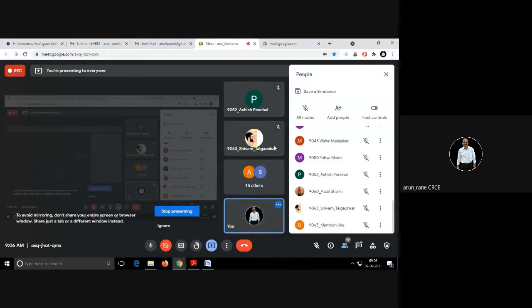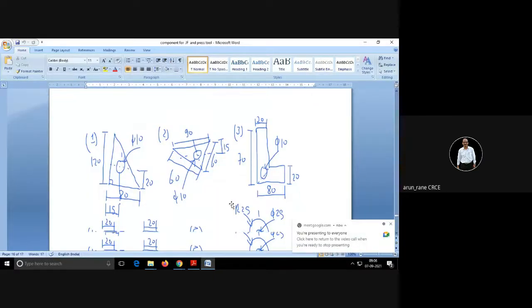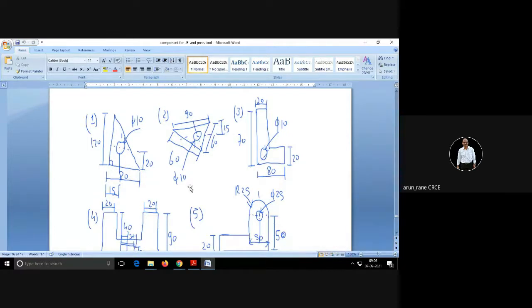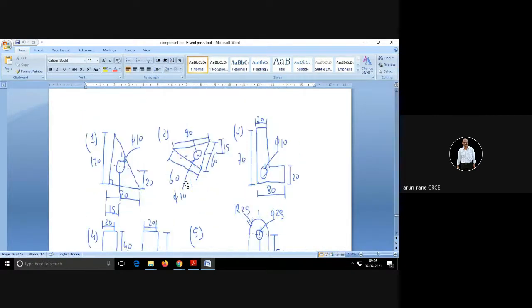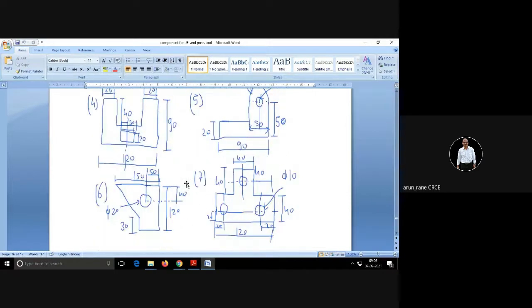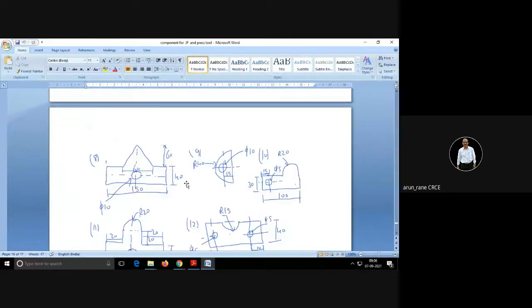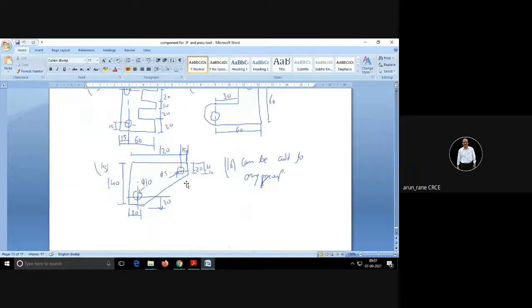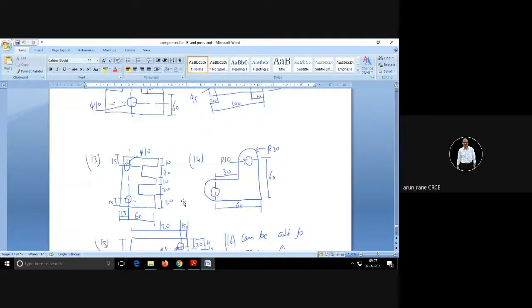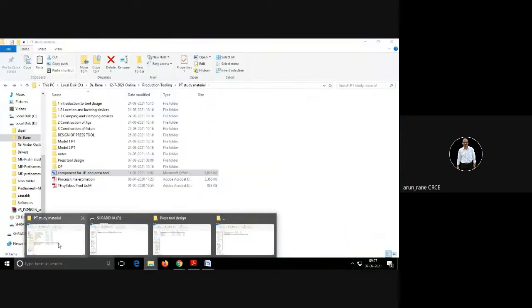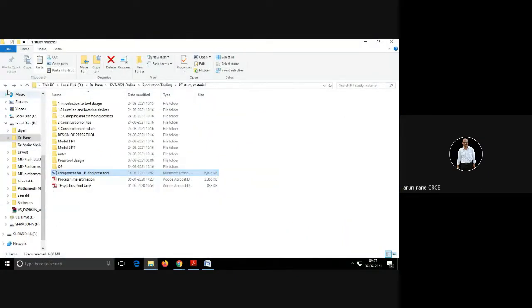Okay, so I have covered numericals on strip layout. I'll still take some more examples. Bending, and these are the components which you will be taking for your progressive die design. There are many components: 1, 2, 3, 4, 5, 6, 7, 8, 9, 10. Is this screen visible? This will be for the progressive die design.